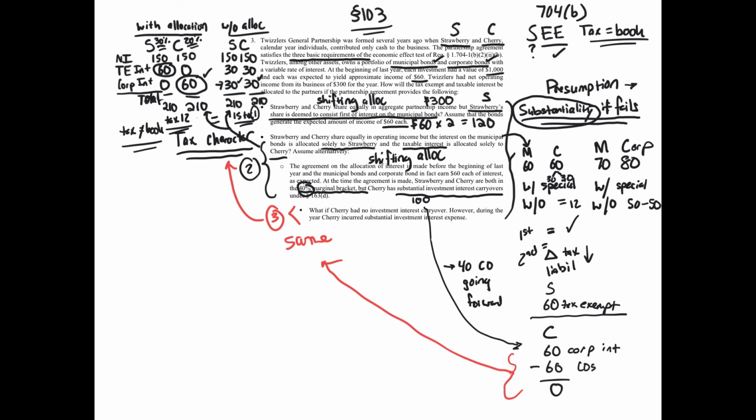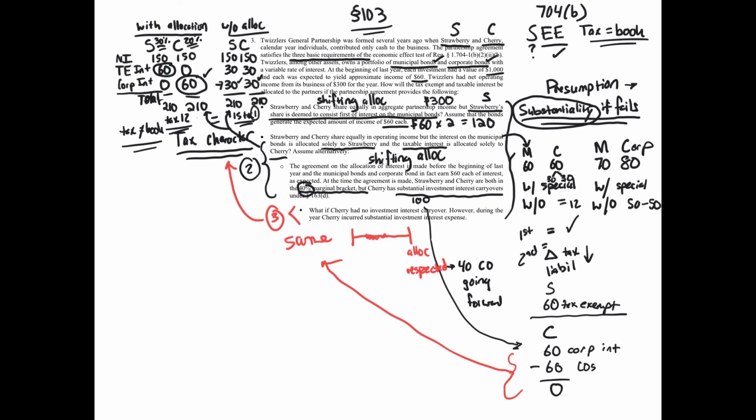So it shows you how, again, this is kind of like a factors test in a sense. If you fail substantiality, you can get closer and closer towards possibly still the allocation being respected. So again, it just shows you how subjective this area is. That's all I want to do with this.